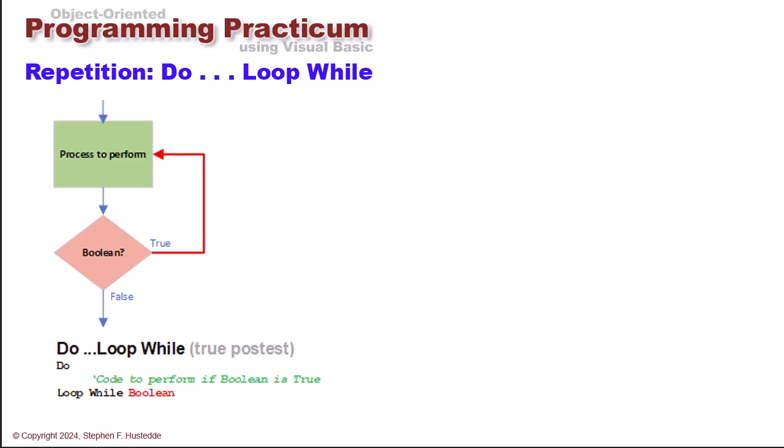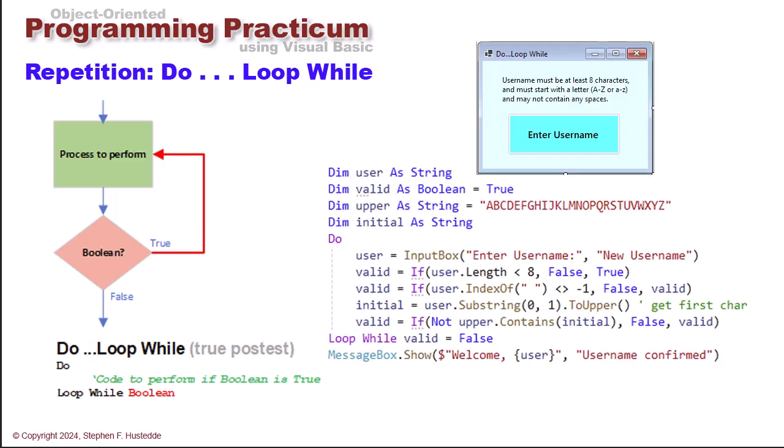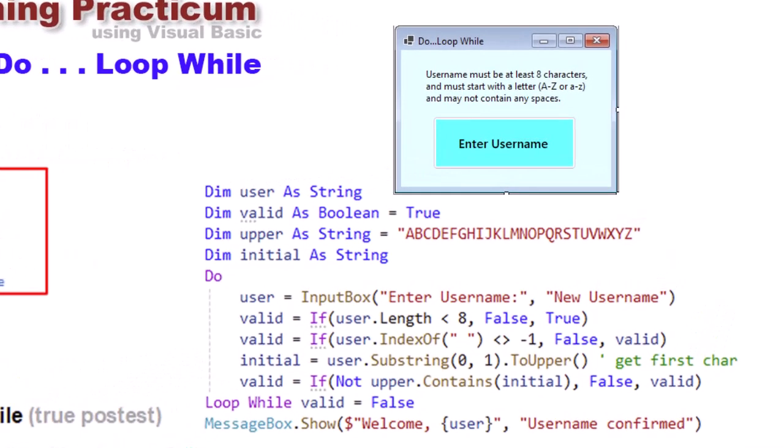Whereas in a do while, the process may never execute. So this guarantees the process performs at least once. Here's an example. So again, we're going to do some validation of input. We have the user enter a username. And our rules are that it has to be at least 8 characters, has to start with a letter A through Z, it can be uppercase or lowercase, and it may not contain any spaces.